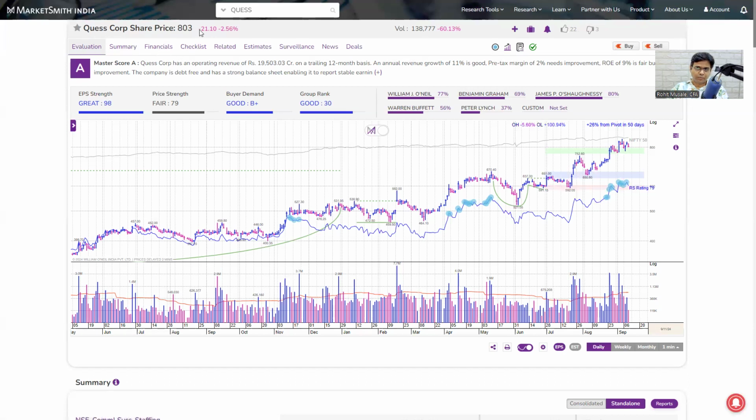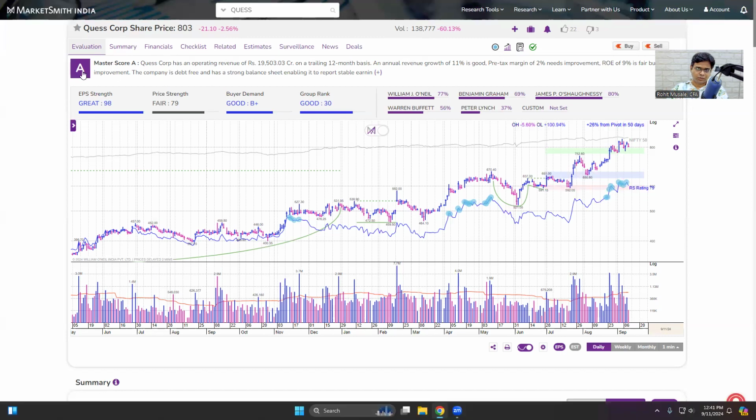You have the share price and the latest change in the price here. They show the average volume here. Evaluation, summary, these are the tabs. You can click on these tabs, and it will take you to that particular section. I will not do that here. The important things are this. Master score. As we know, we have to look at only those companies which have a master score of A or B. So this company comes into that category.